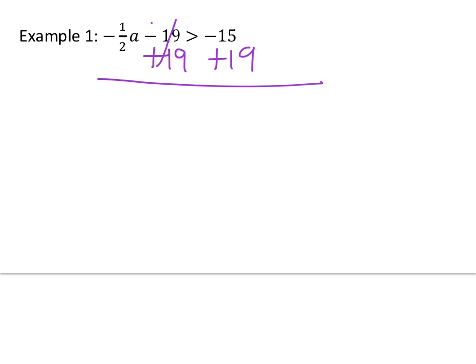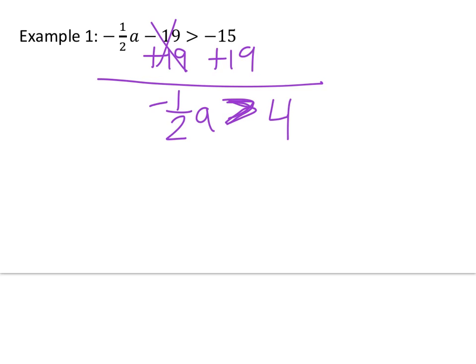Okay, so those two things cancel. I still have a negative 1/2 a on this side. When I add something to both sides, your sign does not change, so I'm going to leave it as greater than. And then negative 15 plus 19 is 4.